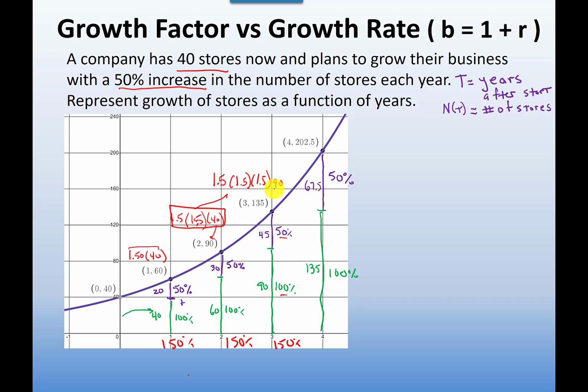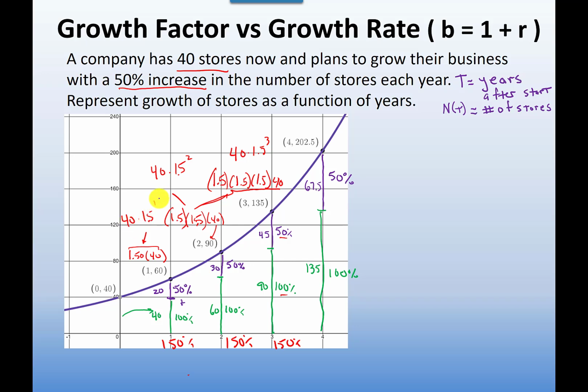I'm hoping you're starting to see a pattern. This one was 1.5. I multiplied it once. Here, I multiplied 1.5 twice. Here, I multiplied 1.5 3 times. Well, oops, I made a mistake. This is 40. I'm substituting in this formula right here. Okay, so we could say this is like 40 times 1.5 to the third power. We could say this one is like 40 times 1.5 to the second power. And we could say this one is like 40 times 1.5 to the first power.